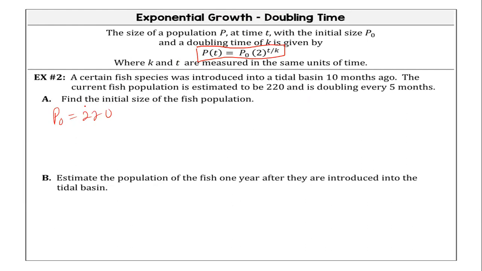Agreed? Yes? That's not the P naught. It's asking us, I lied to you. Our P of T is 220. I wrote, you saw nothing.